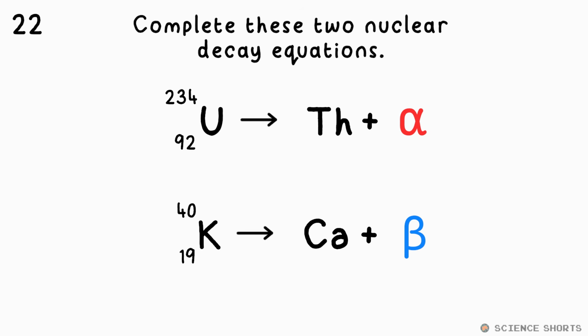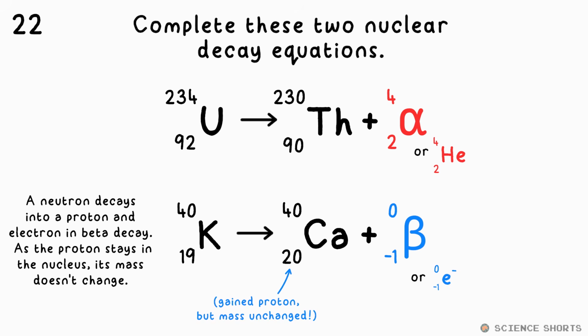Question 22. Complete these 2 nuclear decay equations. You'll definitely want to pause for this one. An alpha particle has a mass of 4 and a proton number, atomic number, of 2. Taking that away from the uranium numbers, we're left with 230 and 90 on the thorium nucleus left over. A beta particle has a mass of basically 0, so we put that as its mass, and it has an atomic number of -1. So the mass of the daughter nucleus left over doesn't change, but be careful with the atomic number as it must go up by 1.